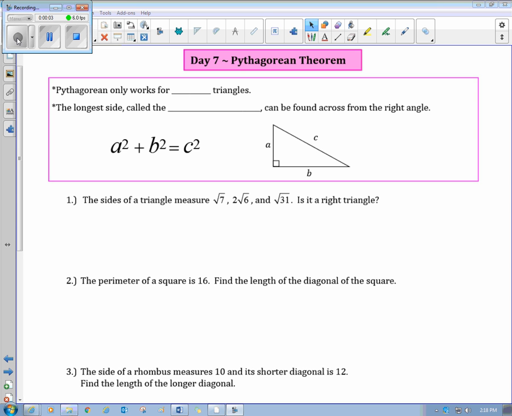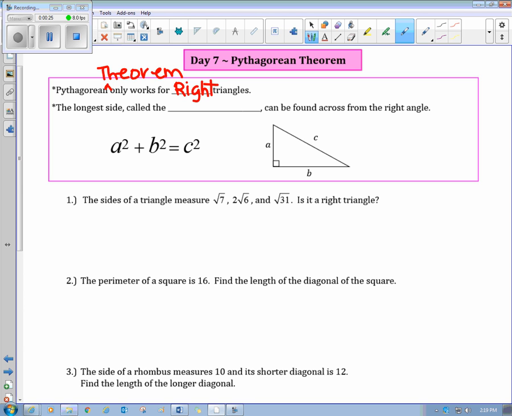Today's lesson is on Pythagorean theorem, and although most of you have used this extensively in the past, we need to add a little bit more information into the Pythagorean theorem. So probably what you've learned in the past is that Pythagorean theorem, there's a missing word here, only works if your triangles are right triangles.